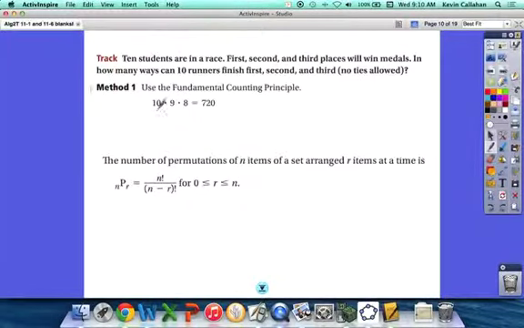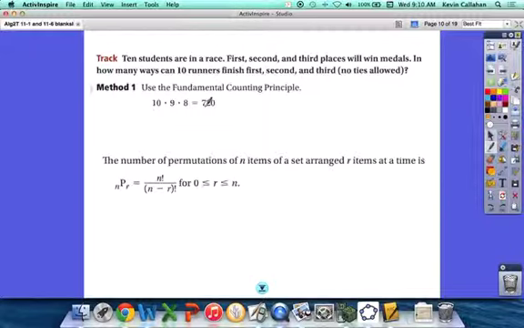Well, let's see. In first place, you could have 10 different people, right? Now, if one person takes that position, then how many different people could take the second position? Only 9, right? Because you've already filled the first with one person, and then now you fill the second position. How many different people then are competing for the third position? 8. So it's 10 times 9 times 8, which is 720. Right? That's how many different ways 10 runners can finish first, second, and third. It matters who's in first, who's in second, who's in third.